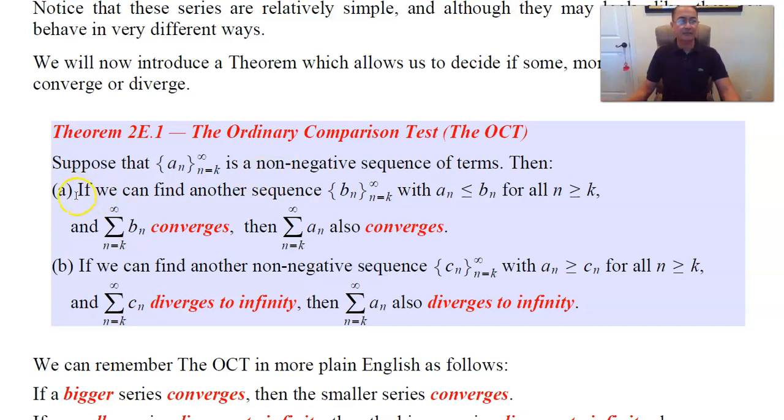Then, part A, if we can find another sequence, let's call them b sub n, and a sub n is less than or equal to b sub n for all n which is at least k, and this series made of bigger terms converges, then our series also converges. The series made of the terms a sub n.